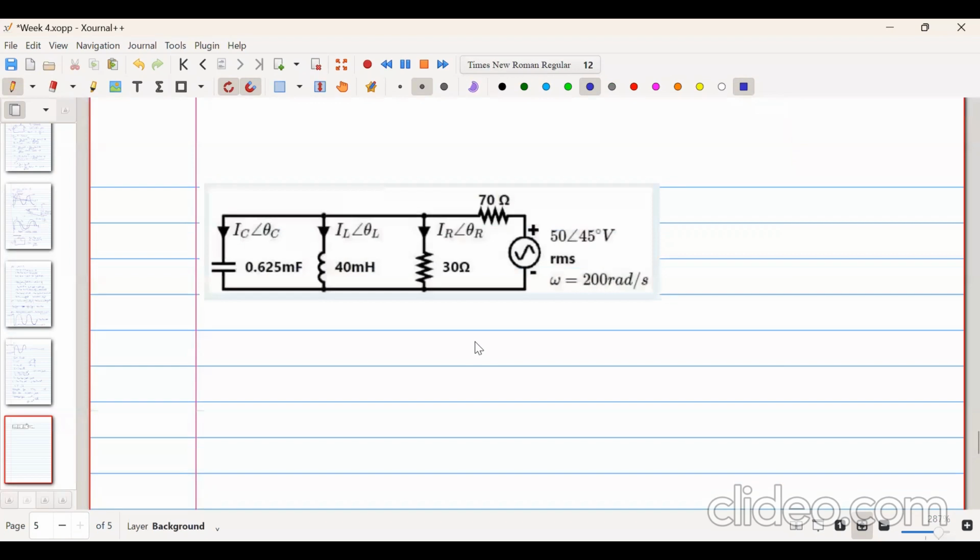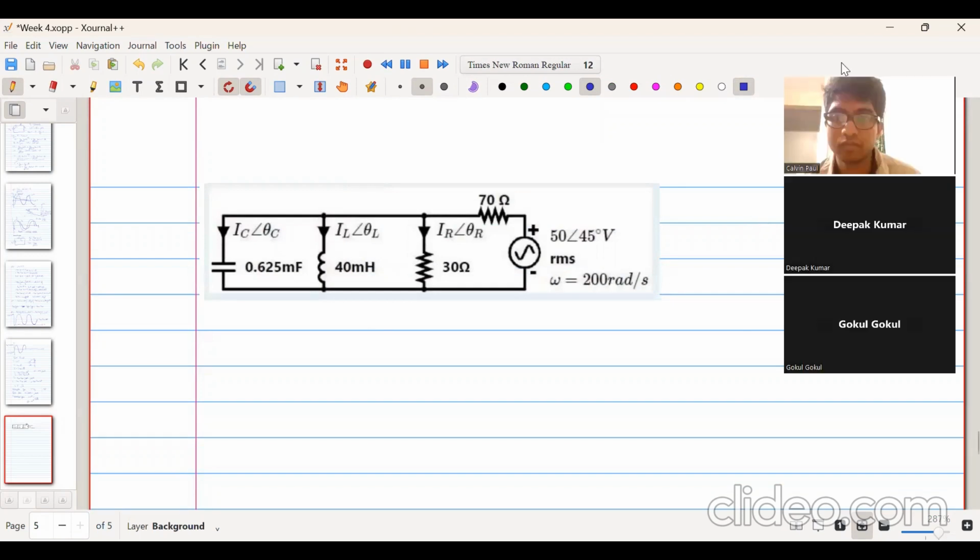So you guys can see the circuit, right? Now tell me what will be the impedance of the inductor XL. What will be the impedance of the inductor?